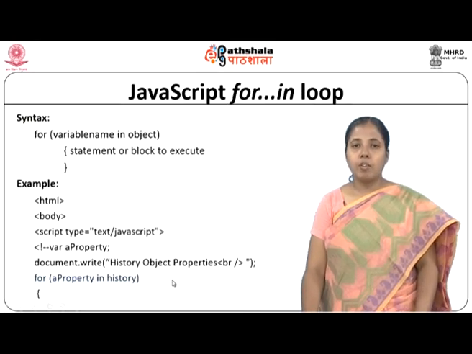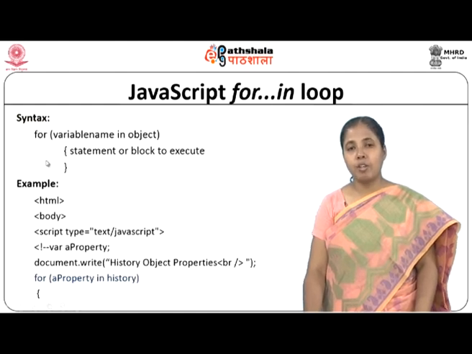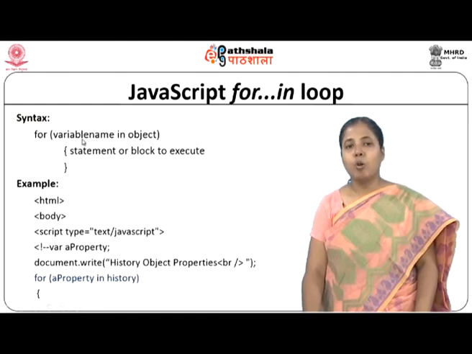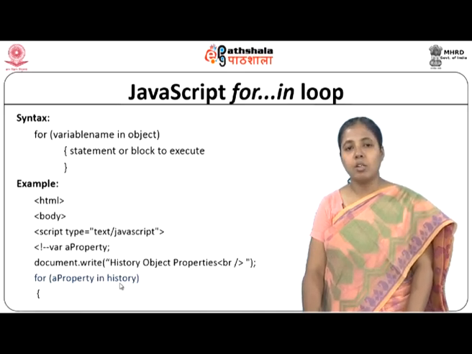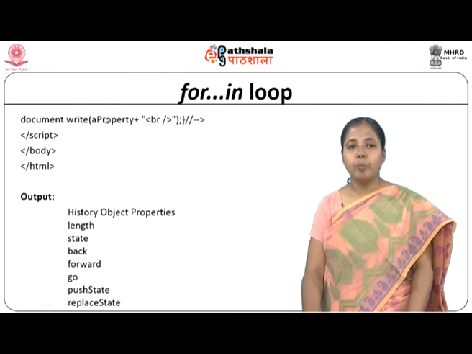And this JavaScript for comes in another form also. You can use for the variable name in object and within which you can use the statement or the block to execute. So, here you can see that for you declare a variable called a property, and then you say that for this property in the history object, this is one of the properties of an object called history in JavaScript. You try to print the properties of all the history objects.